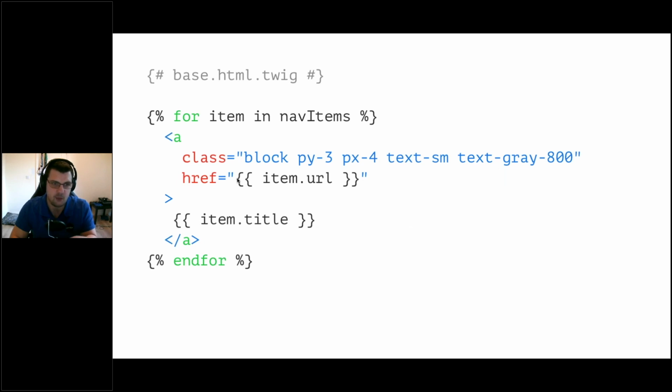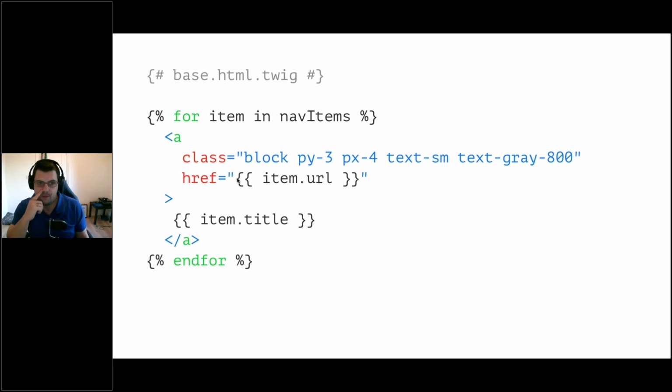So here's an example using a loop. This is a navigation item, I think from my website or an early version of it. I've got a navigation items array, which comes from a settings file, and we loop over each of these, output each a tag, each link, and just replace the title and the URL in the correct place.